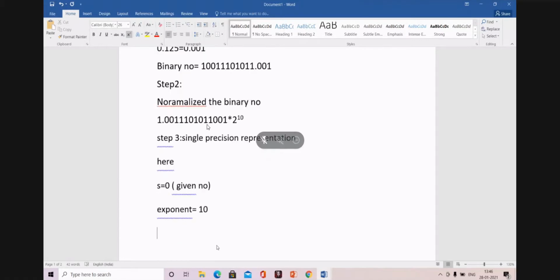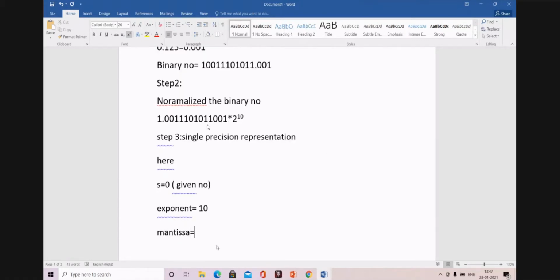And then the mantissa. The mantissa will be 0 0 1 1 1 0 1 1 0 0 1. So this is your mantissa.